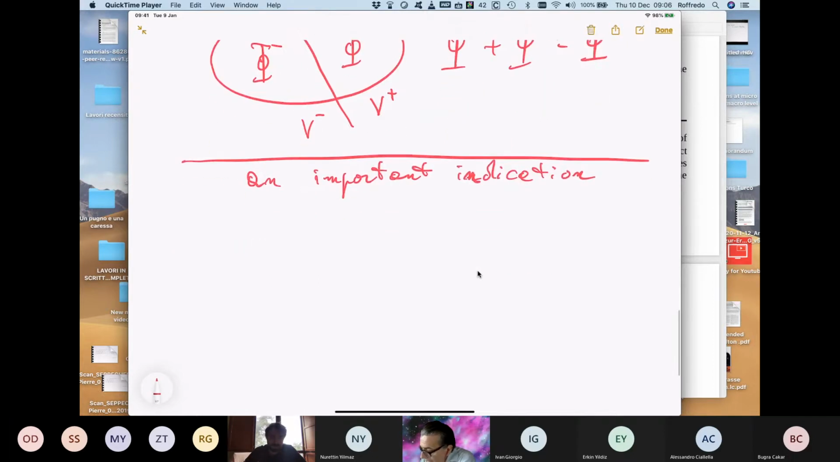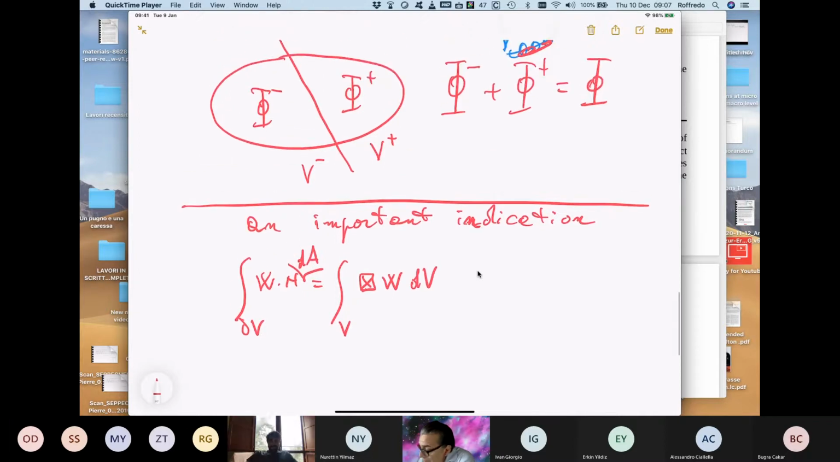because think about it. If I have the integral of W dot n on the boundary of V equal to the integral of something applied to W in the volume V, so this is an area, a surface integral, and this is a volume integral, then this property must be verified.